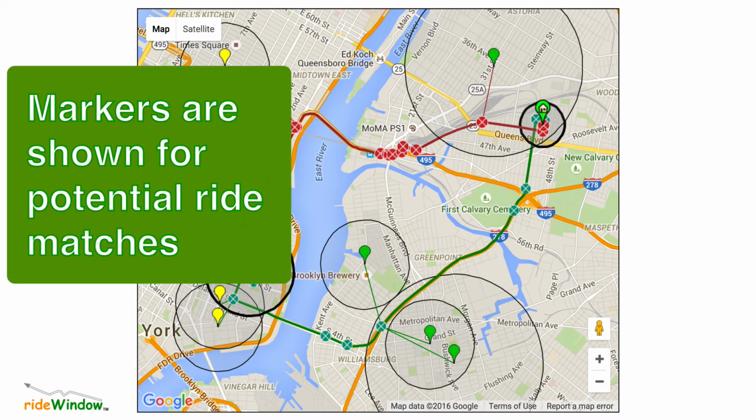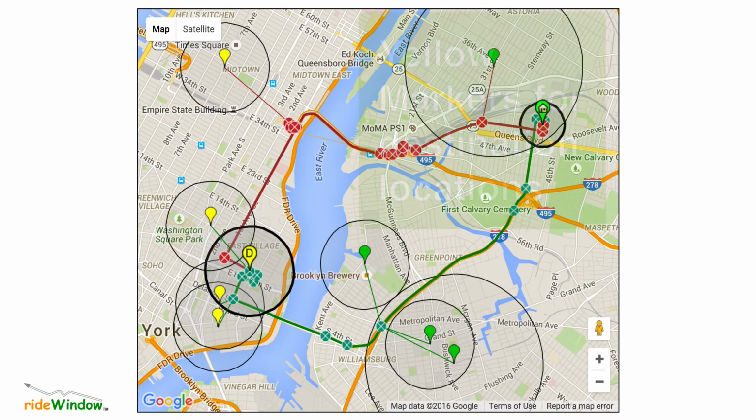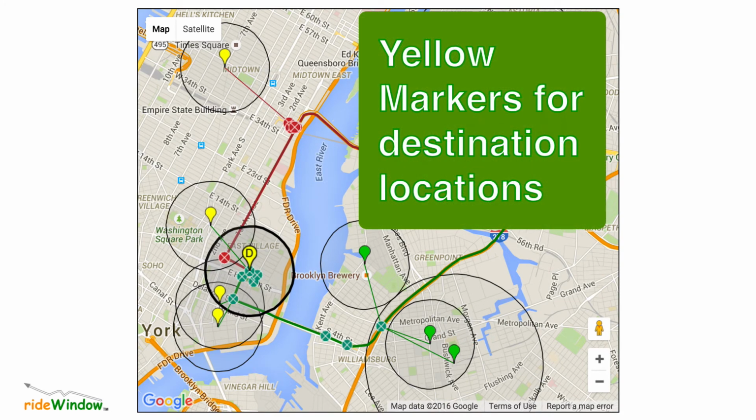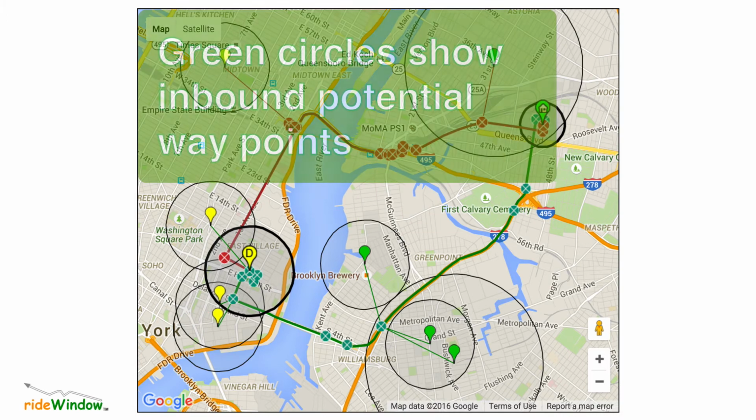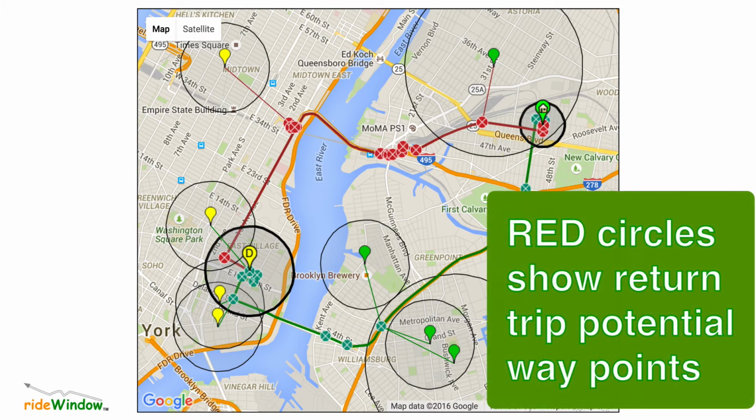Green and yellow markers are drawn on the map to show matching rides. Green markers are used for origin locations of rides, and yellow markers for destination locations. Green circles show inbound potential pickup or drop-off points, also known as waypoints, and red circles show return trip potential waypoints.